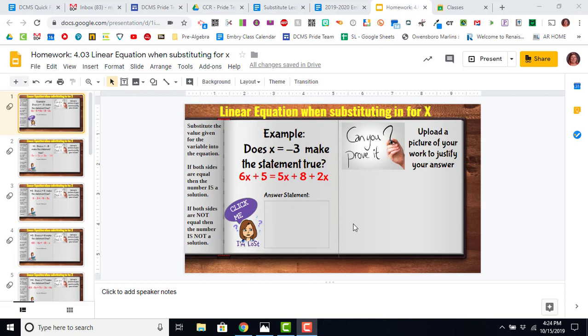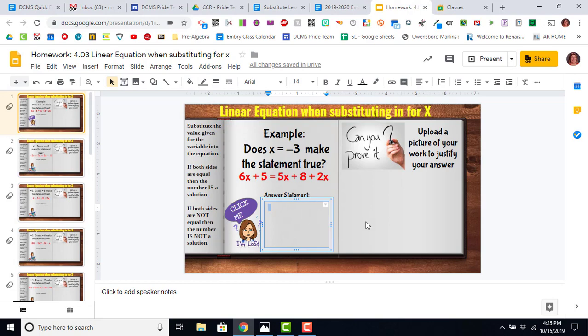Mind you, I am showing my work on my white board working. And then on the other side, I'm going to get 5 times negative 3, which is negative 15, plus 8, and then 2 times negative 3, which is negative 6. So negative 15 plus 8 minus 6 is also a negative 13. So I have negative 13 on the left, and negative 13 on the right. Each side of my equation is equal to the same thing. Negative 13 is equal to negative 13, which means that I am now ready to write my answer statement.